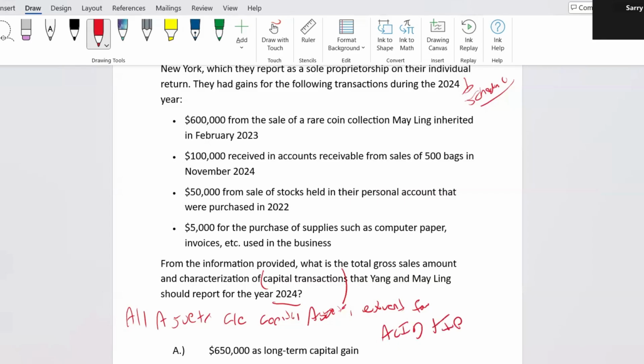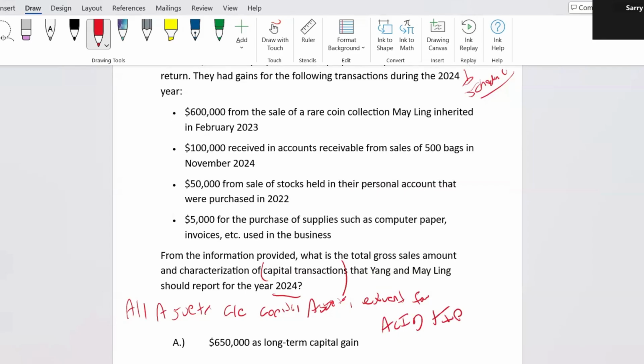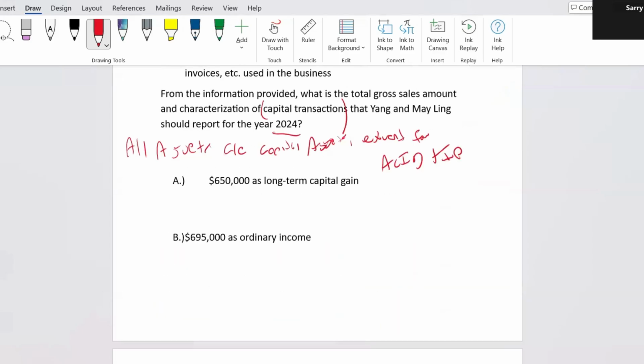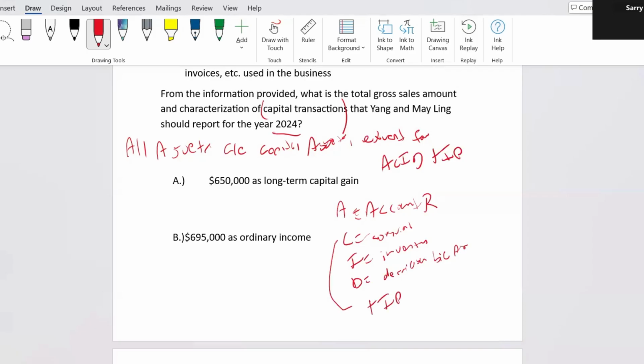Okay, so the A stands for accounts receivable, C is copyright, I is inventory, D is depreciable business assets, and then IP is intellectual property. The C is already included in IP, a form of copyright. Owning a copyright is a form of owning intellectual property. So that's already included in there. I just did asset plus IP so you can remember it.